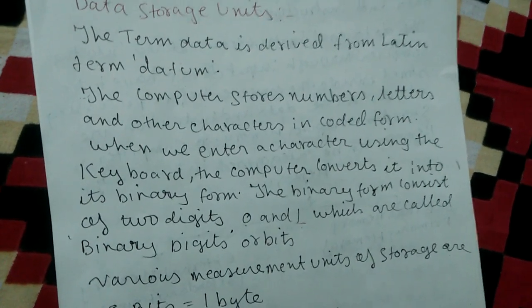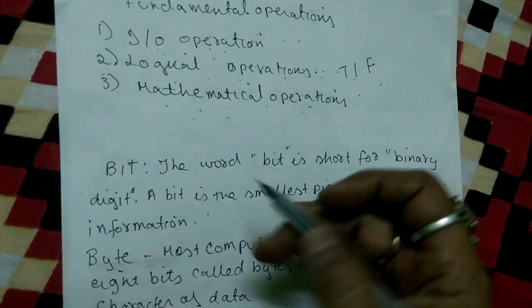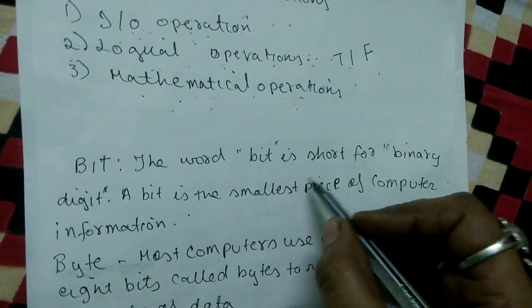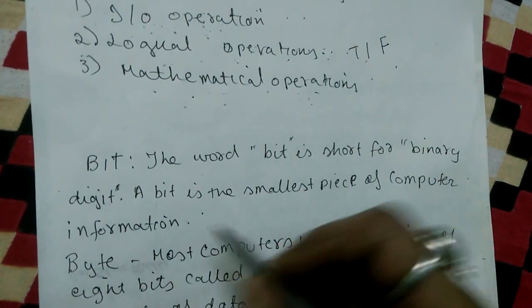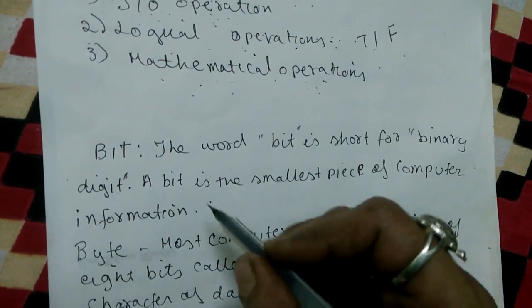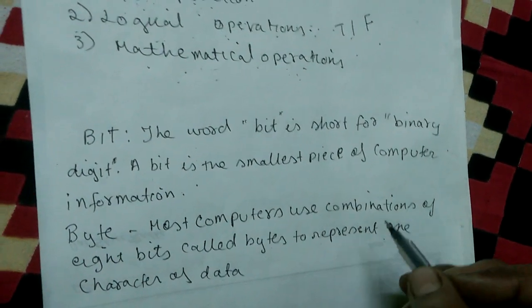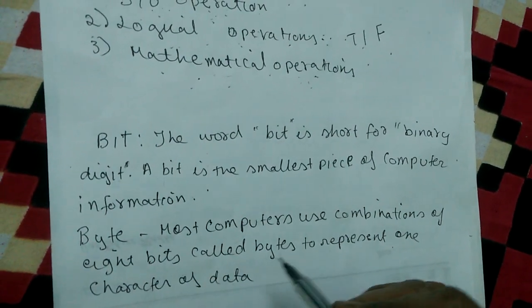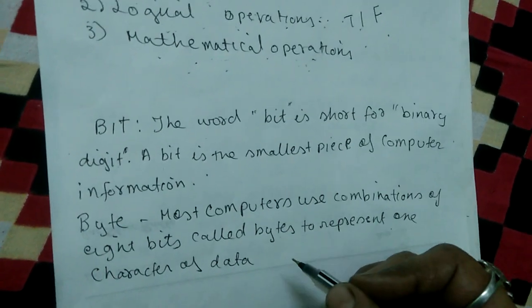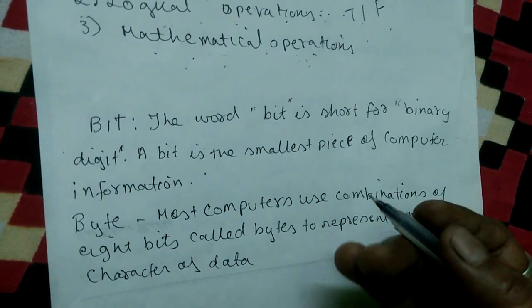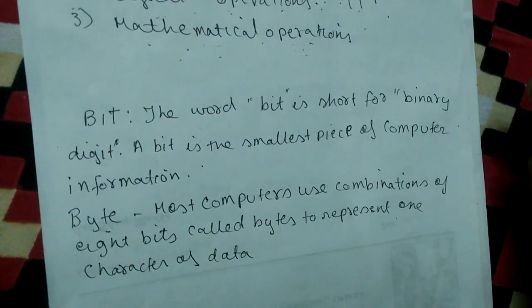So before that, let us discuss what is bit and byte. Bit. The word bit is a short form for binary digit. A bit is the smallest piece of computer information. Byte. Most computers use combination of 8 bits called bytes to represent one character of data. So when we are typing, that gets converted into binary digits.